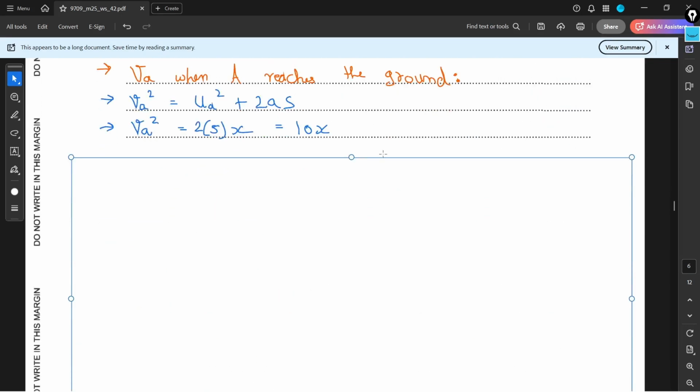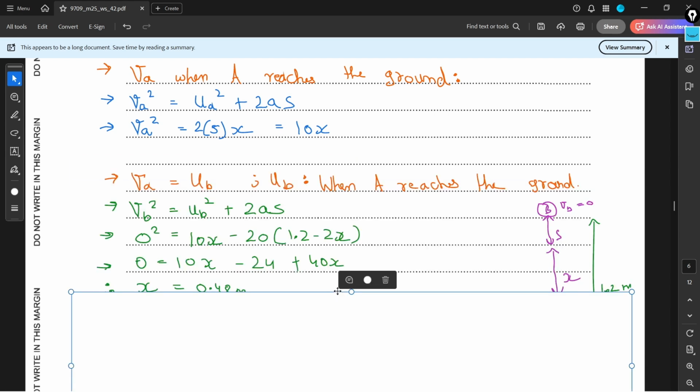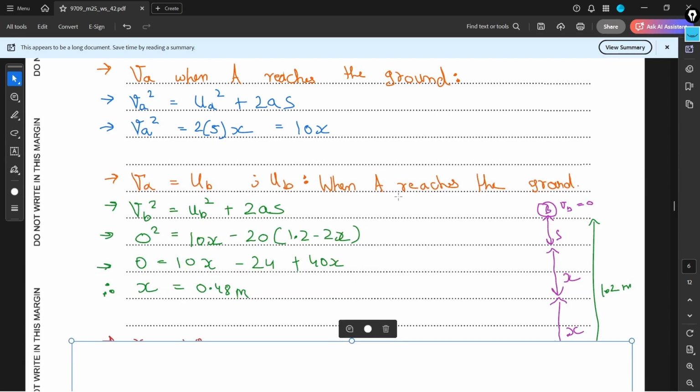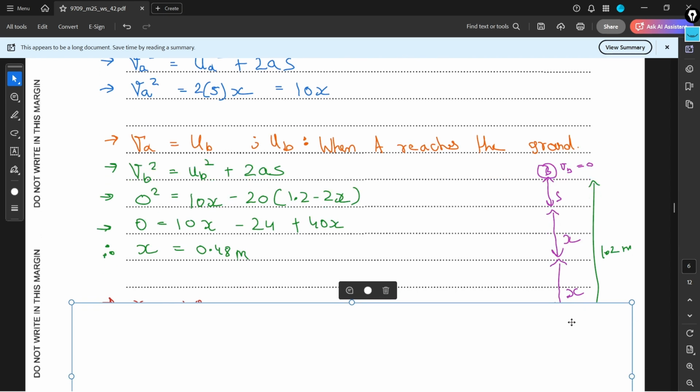And now in the next motion, if I can show it to you over here, when A reaches the ground, the velocity for particle B is going to be as it is, that is 10x if I square the velocity. And the extra distance it's going to travel, as I explained earlier, is going to become 1.2 minus 2x. From the whole 1.2, if I remove this 2x, this is the additional distance particle B is going to travel before it reaches a velocity of 0.